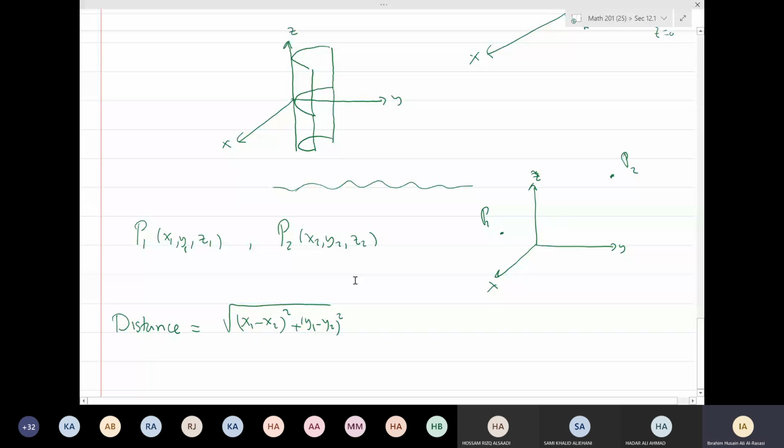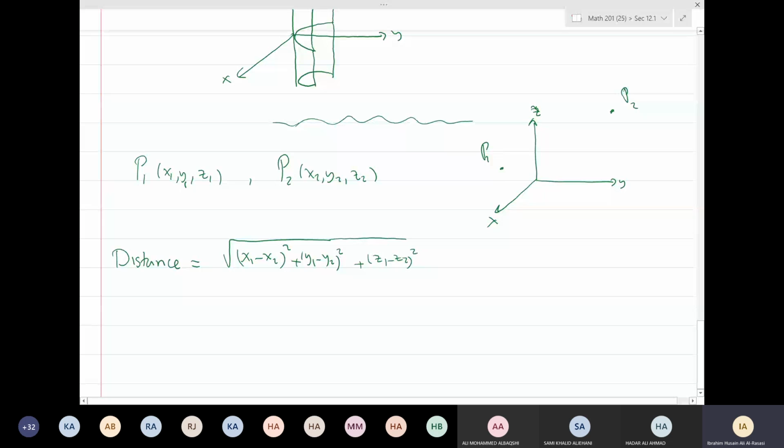This is in orientation. Now, if you have z component here, what is the distance? Just plus. Here it will be Z. A generalization. You just add the z component. Z1 minus Z2 squared. So it is really a generalization of the formula in orientation.